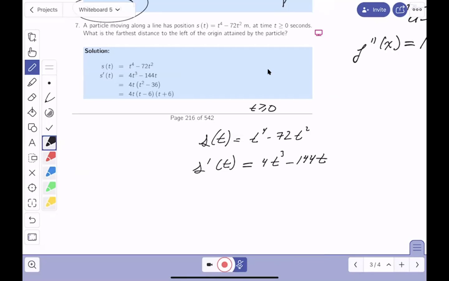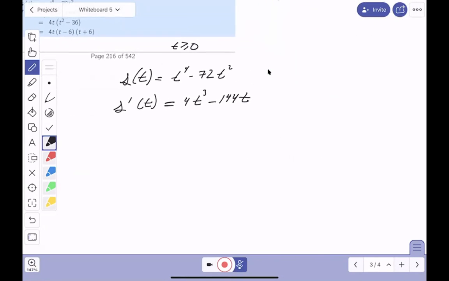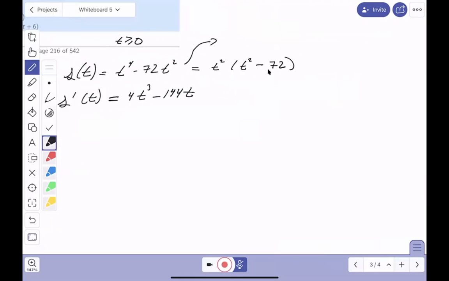And what is it for? Oh, how far is it from the origin to the left? Well, you know what I want to do? I want to talk about the position along the line now. And the way I'm going to do that, I'm going to factor this. Why do I spend so much time doing things like this? I want to make sure you understand that you could do this too. And what do you get over there? t squared times t squared minus 72, right? So what do I know about this over here? Well, I know it's 0. It's at the origin, right?